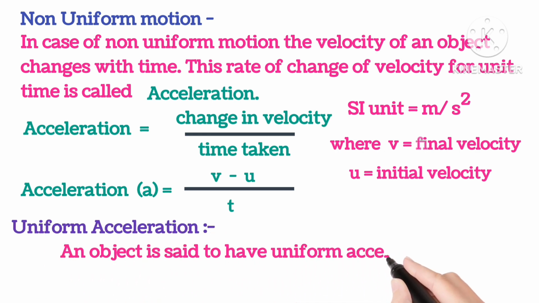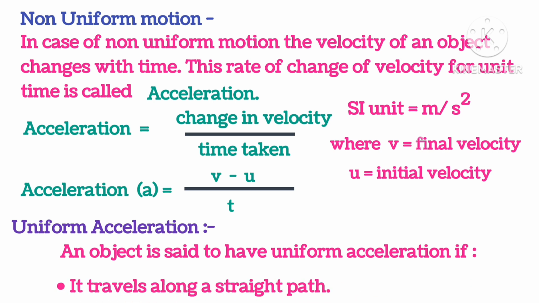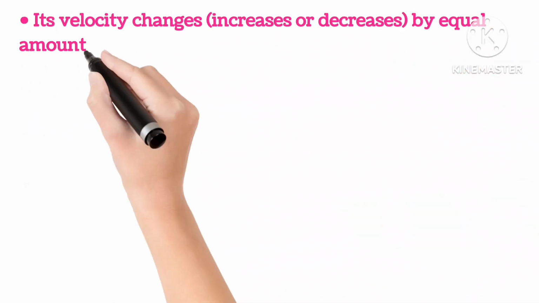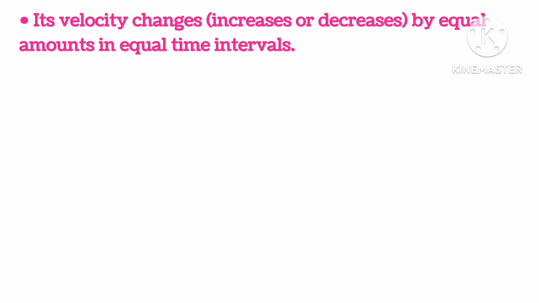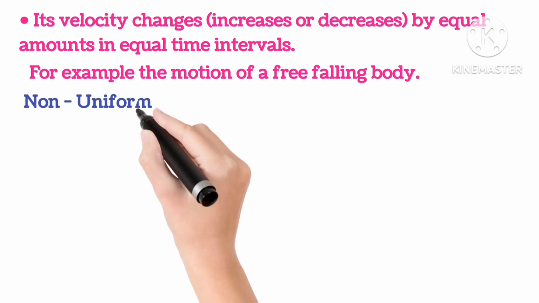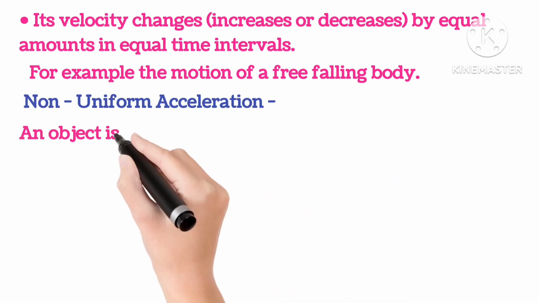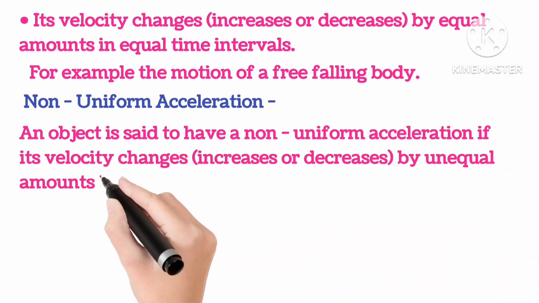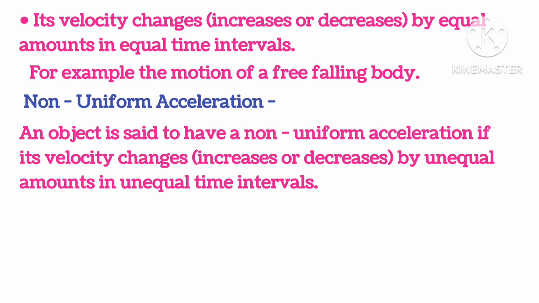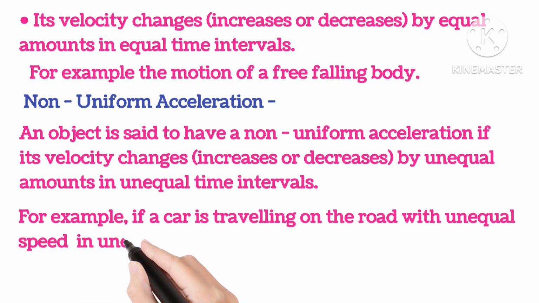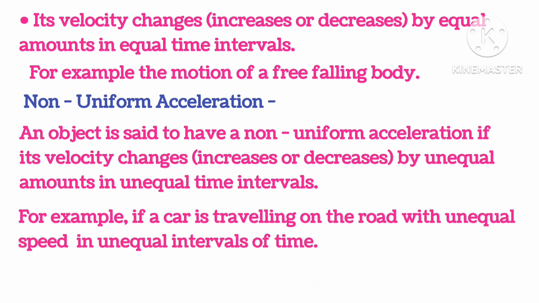Uniform acceleration: an object is said to have uniform acceleration if it travels along a straight path and its velocity changes, increases or decreases, by equal amounts in equal time intervals. For example, the motion of a free falling body. Non-uniform acceleration: an object is said to have non-uniform acceleration if its velocity changes, increases or decreases, by unequal amounts in unequal time intervals. For example, a car traveling on the road with unequal speed in unequal intervals of time.